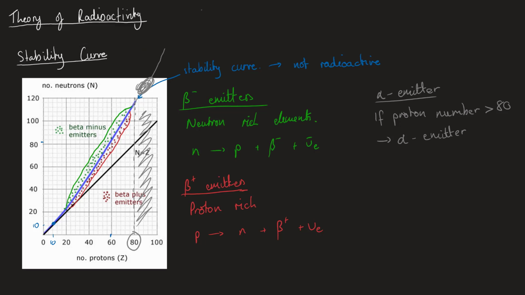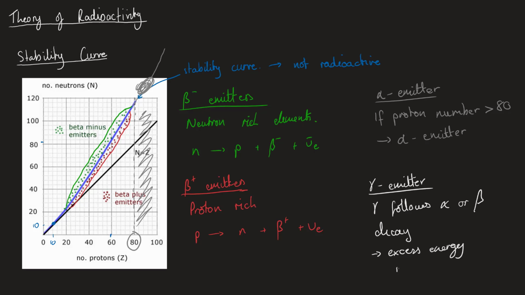And the last one that we can look at are the gamma emitters. This is the last kind of radiation that we can get. And actually the gamma is just excess energy that is left over when we go through one of these three paths. So after an alpha decay, a beta decay, a beta minus or beta plus, it is very common to get a gamma decay given out. So gamma usually follows an alpha or beta decay because it is just the excess energy from the nucleus being released. So it's just excess energy released.